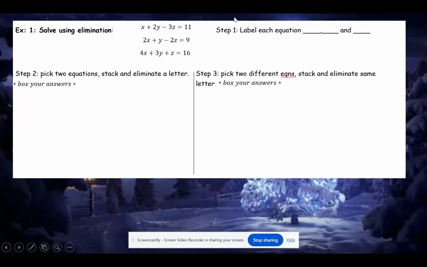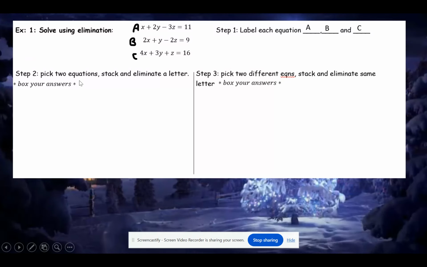All right, so you'll typically be presented with a problem that looks similar to this. And you notice how you have your x's, your y's, and your z's all stacked nice and neat. If that happens, you want to use elimination. So step one is you're going to label them A, B, and C. That way you have something to revert back to when you're trying to name what you're doing.